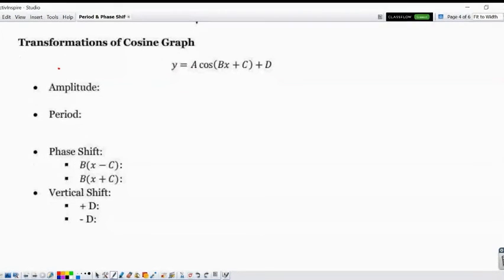So everything works the same with a cosine graph. We have two possible vertical changes. Our amplitude would be the absolute value of that a value in front, plus d. The midline moves up d, or down.